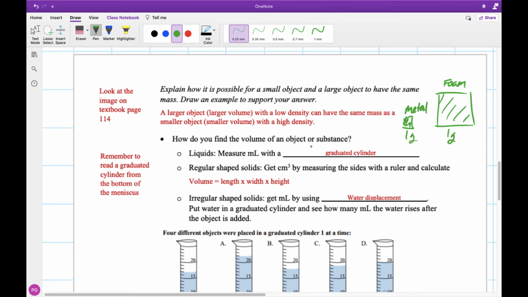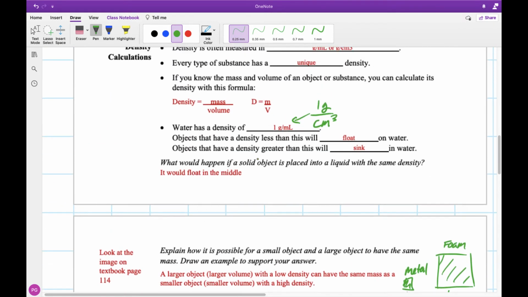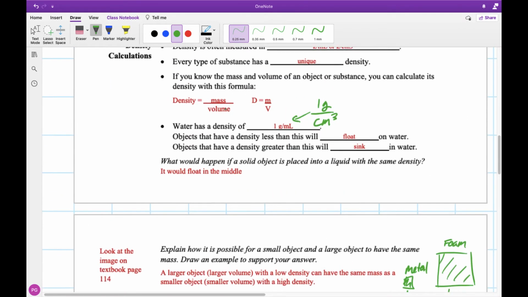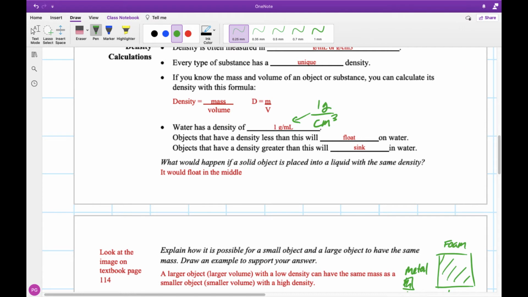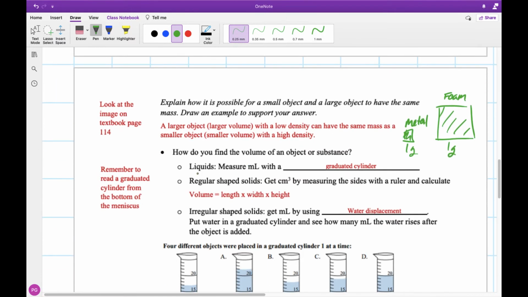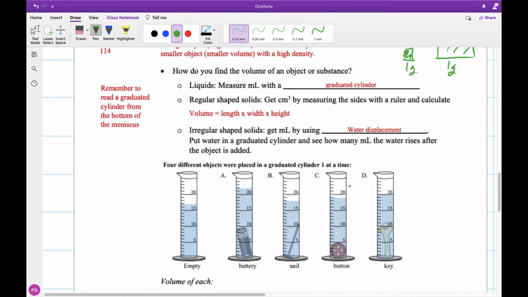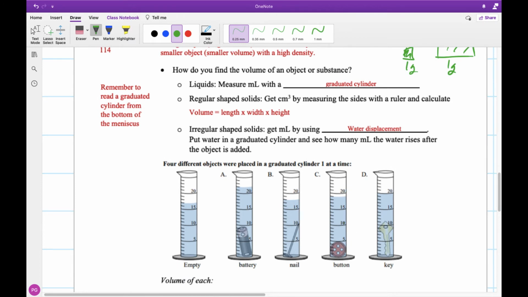How would we find the volume of an object, for instance? If we want to use our density formula here, we need to know the mass and the volume. Mass we can measure usually with a scale, so like something you can stand on or put some of your substance on. Volume, there's a couple different ways that we can do this. We could measure it with a graduated cylinder, which is this picture down here. It's basically just a cylinder with a bunch of markings on it.